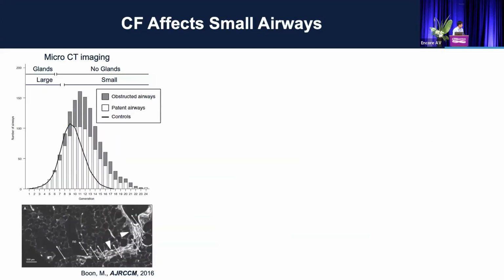And indeed, CF does affect small airways. This micro CT image data show mucus obstruction starting at the 6th generation of bronchi through all the distal airways, and that proportion increases in the distal airways. The gray part is the mucus-obstructed airway number, and the white part is the still-open airways. This micro CT image shows a mucus plug in the very tip of the distal airway, called the terminal bronchioles.